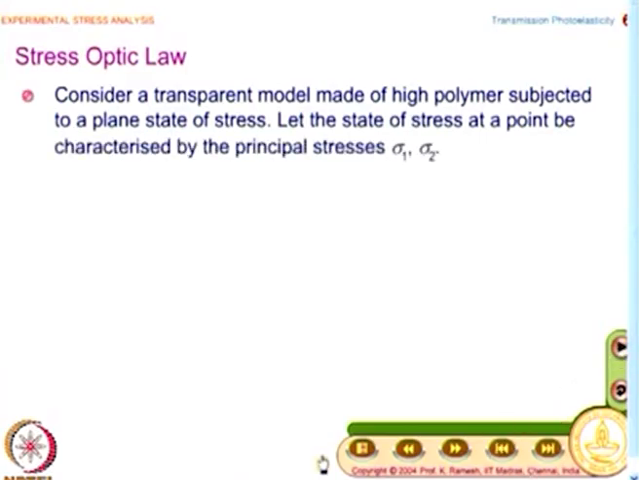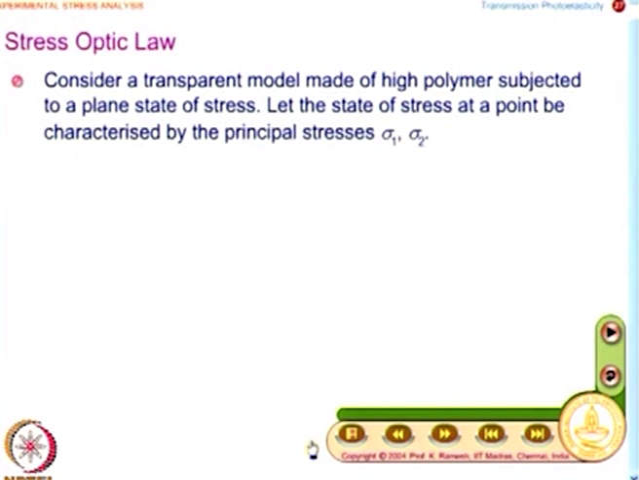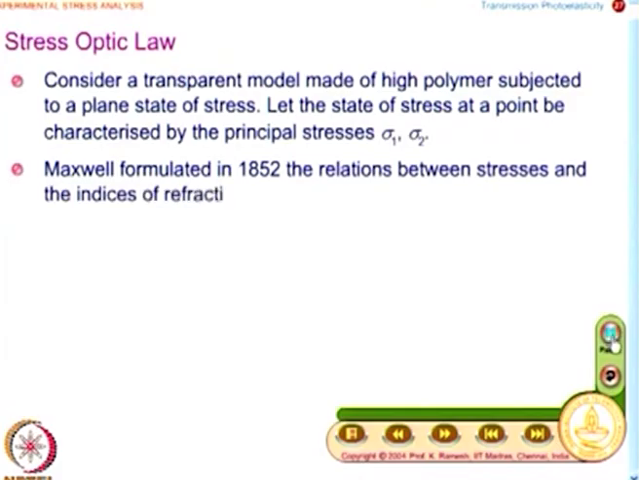So, this law relates stress and optics, and I call this the stress-optic law. It relates stress and optics. When I do this, I consider a transparent model material, made of a high polymer, and we also take, for simplicity, a plane state of stress.